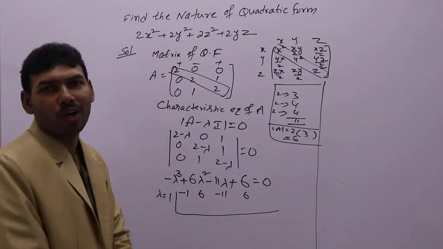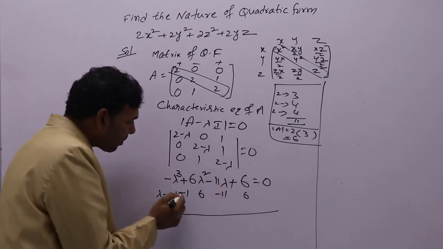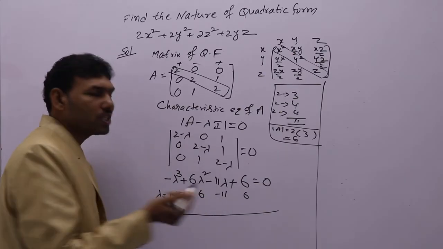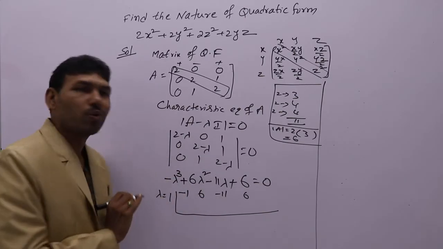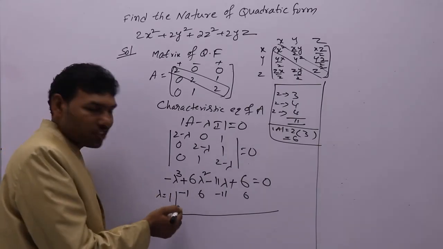So lambda equal to 1 will be the root. So add 6 plus 6, 12. Minus 11 minus 1 minus 12. 12 minus 12, 0. So that means lambda equal to 1 is one root. To find the remaining roots, I am using synthetic division like this.